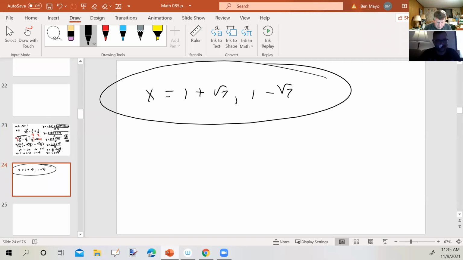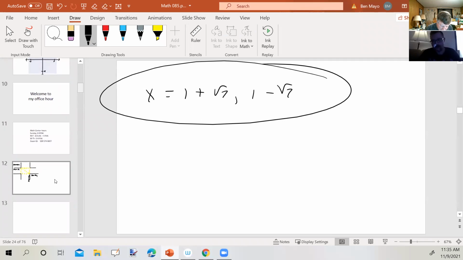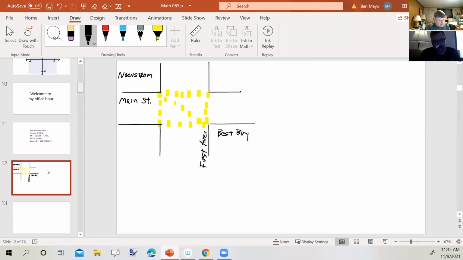Bummer. Okay. Now we're going to go on to finish up section 10.2. And I've got a drawing here of a situation. It says, refer to the illustration. Instead of using the Main Street and First Street crosswalks to get from Nordstrom's to Best Buy, a shopper uses the diagonal crosswalk. Okay, so basically, instead of doing this and then that, they're going to do this.